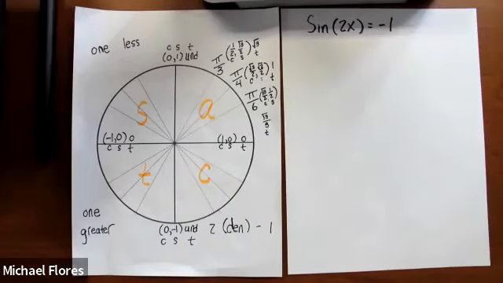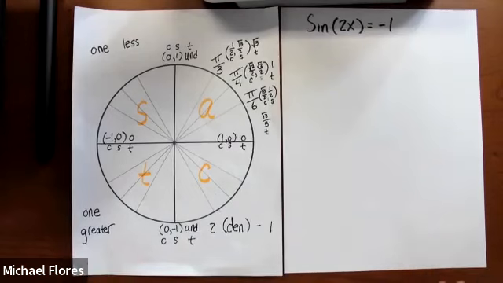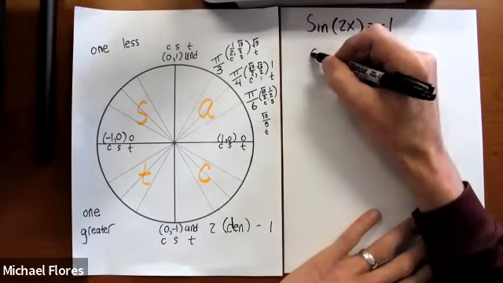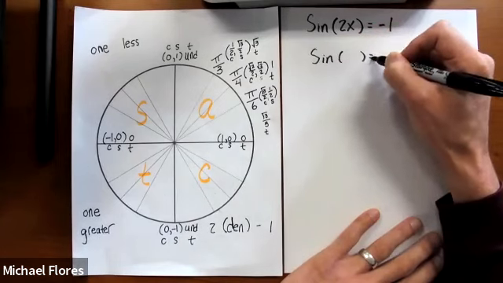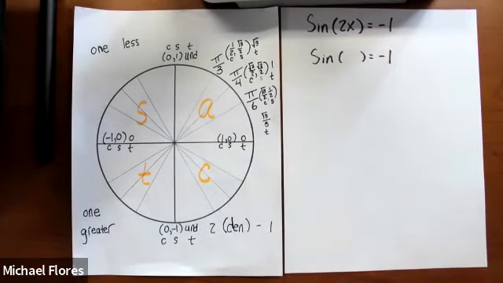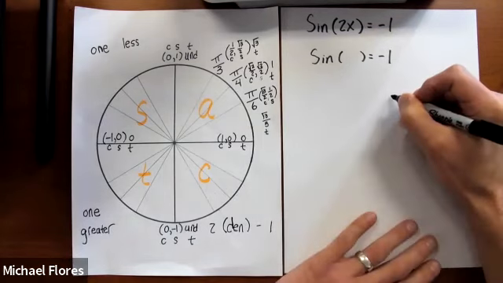Example C, sine of 2x is equal to -1. For the time being, let's just pretend there's nothing in those parentheses. Let's just figure out where in our unit circle sine is -1. And there it is right there, right where my pen is pointing. That location is 3 pi over 2 radians.